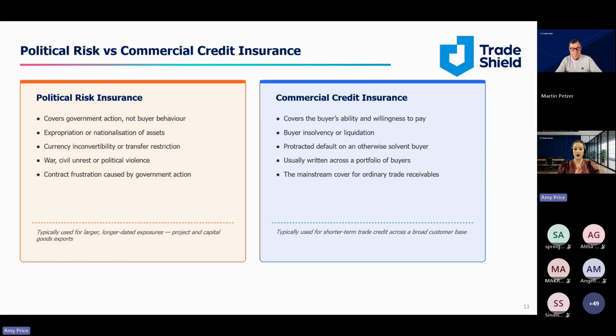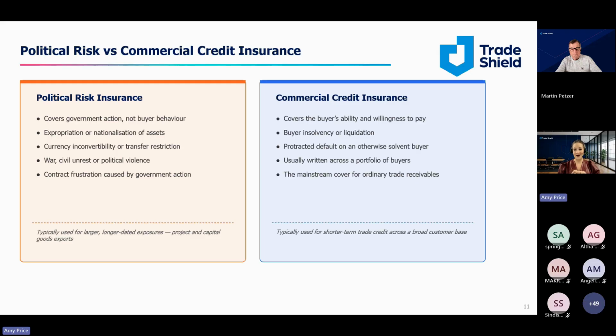And this is the type of insurance where most exporters carrying ordinary trade receivables actually hold cover. Sometimes you may need both. If you go exporting to a country that has issues or political exposure, you may want to get political risk insurance as well as commercial credit insurance, if the buyer is unknown to you.